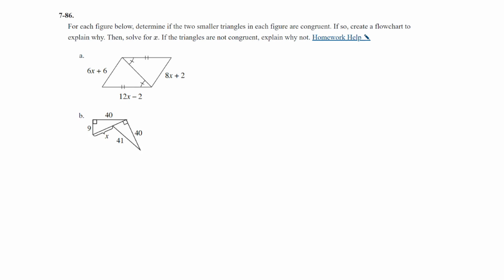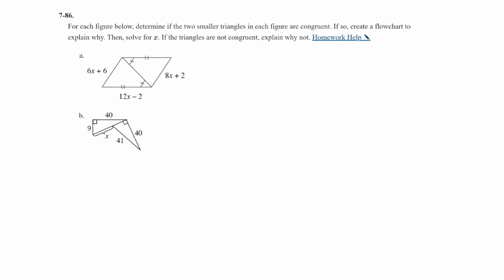Question 86. For each figure below, determine if the two smaller triangles in each figure are congruent. If so, create a flowchart to explain why and then solve for x. If the triangles are not congruent, explain why not. Alright, so in part A, I'm trying to figure out if the triangles are congruent.